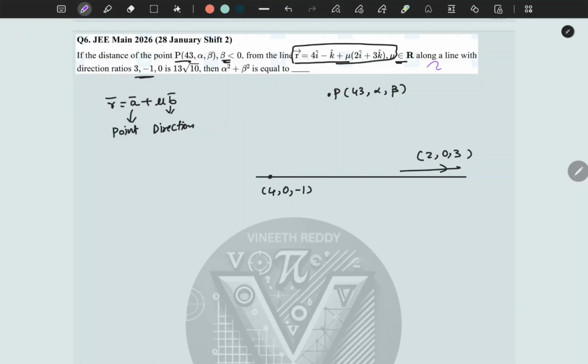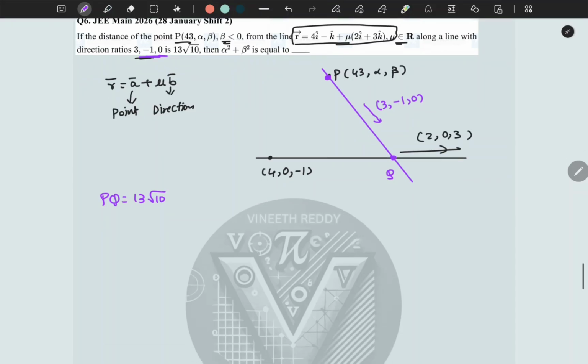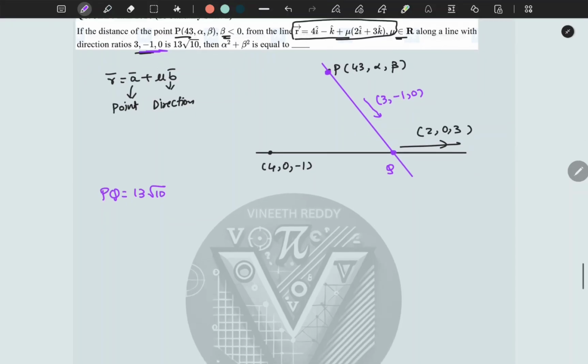Now the distance of point P along a line with the direction ratios. The line is something like this, whose direction is (3, -1, 0). If this is P, let us say this is Q. So what did he give us? He has told that PQ is 13 root 10. Now then alpha square plus beta square, where beta is less than 0.